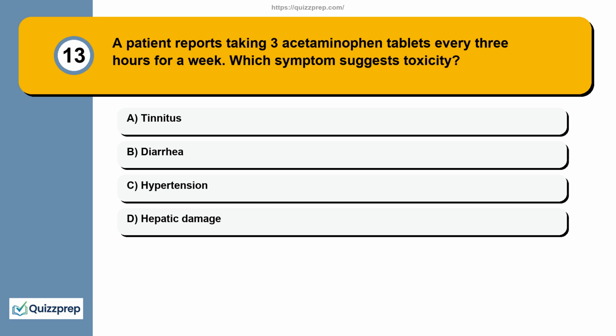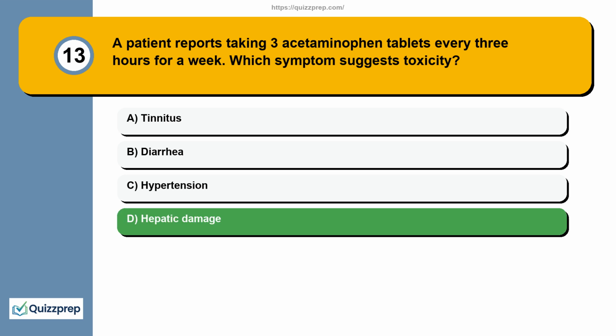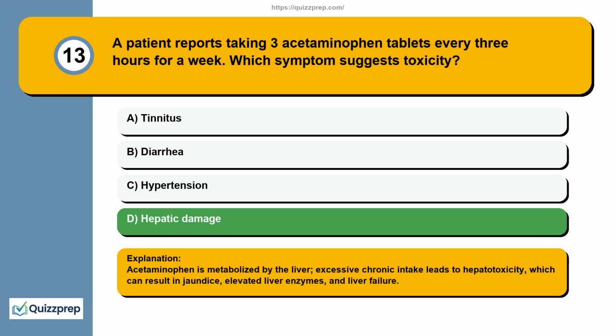Question 13. A patient reports taking 3 acetaminophen tablets every 3 hours for a week. Which symptom suggests toxicity? Tinnitus, diarrhea, hypertension, hepatic damage. Acetaminophen is metabolized by the liver. Excessive chronic intake leads to hepatotoxicity, which can result in jaundice, elevated liver enzymes, and liver failure.